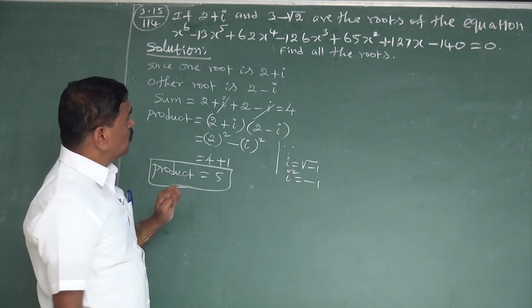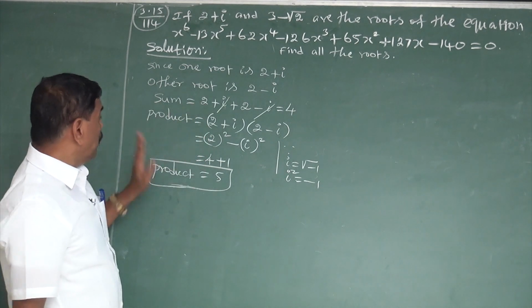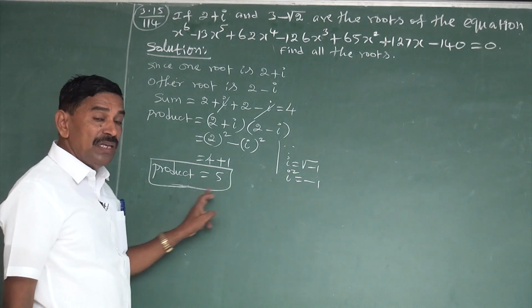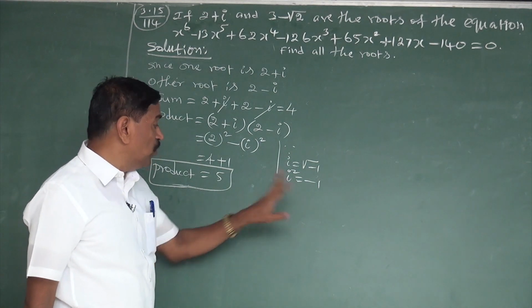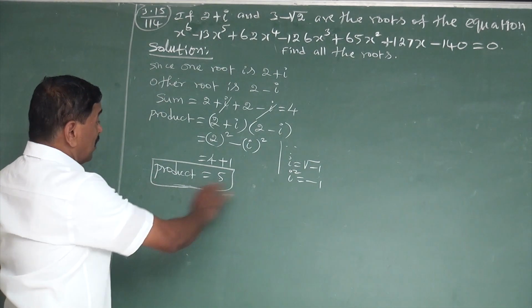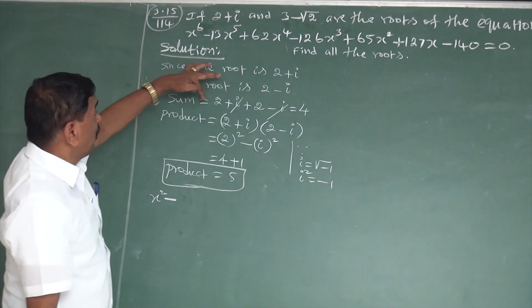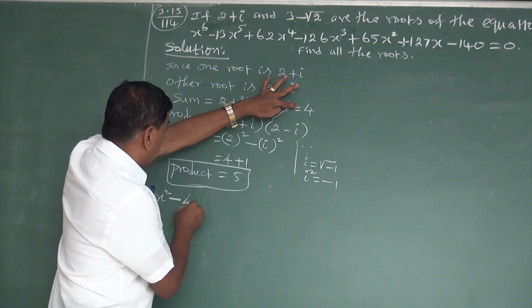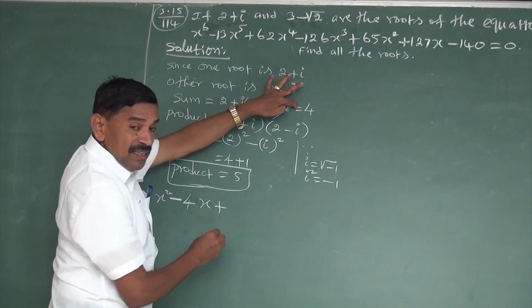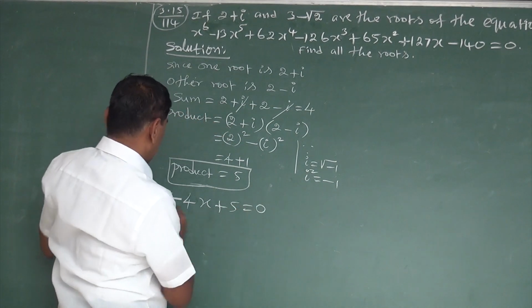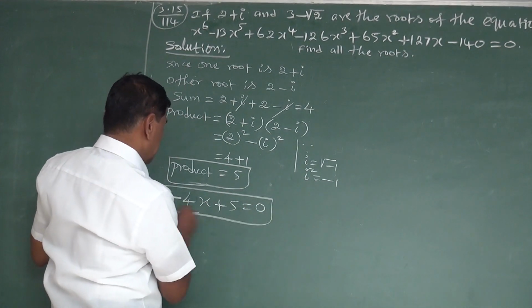Okay. Now, we know that the quadratic equation will be of the form x square minus (sum of the roots) x plus product of the roots equal to 0. That is, the quadratic equation is given by x square minus 4x plus, good, the product of the roots, which is 5, equal to 0. That's all. So this is the first quadratic equation.